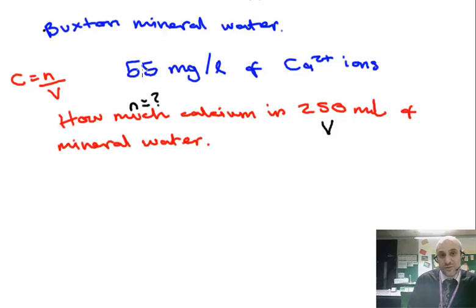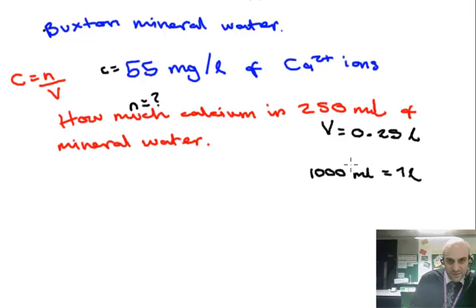And the concentration is 55 milligrams per litre. Now my volume is in milliliters. Okay, so 250 milliliters is actually 0.25 litres. How do I know this? Well, you should know that there are, just as a little note, 1,000 milliliters in 1 litre. So 250 milliliters is a quarter of a litre, so it's 0.25 litres.